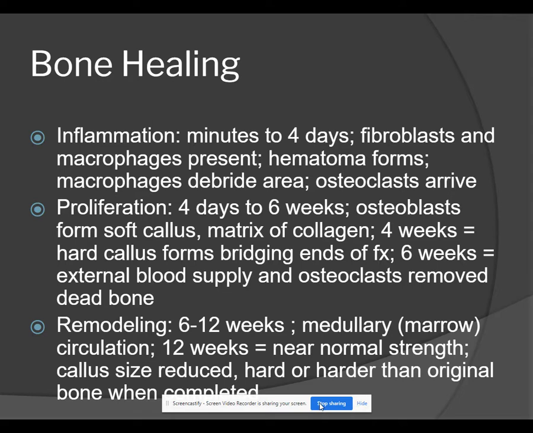At 4 weeks, there's a hard callus forming that bridges. So depending on the severity of the fracture or the location of the fracture, sometimes at 4 weeks you can get a cast off. But most of the time it's around that 6 to 8 week mark. And that's why it's always the same. We know it takes that long.